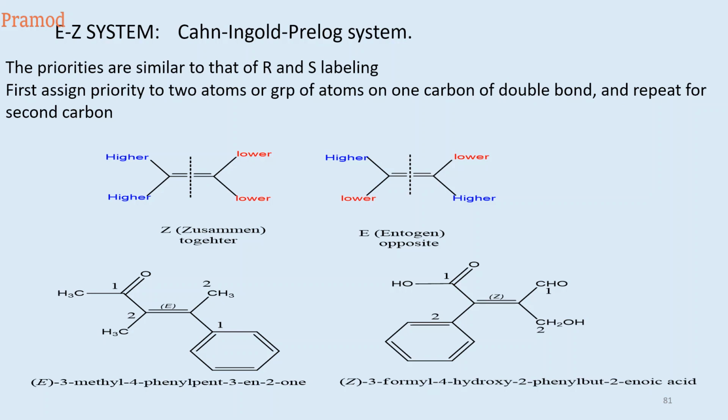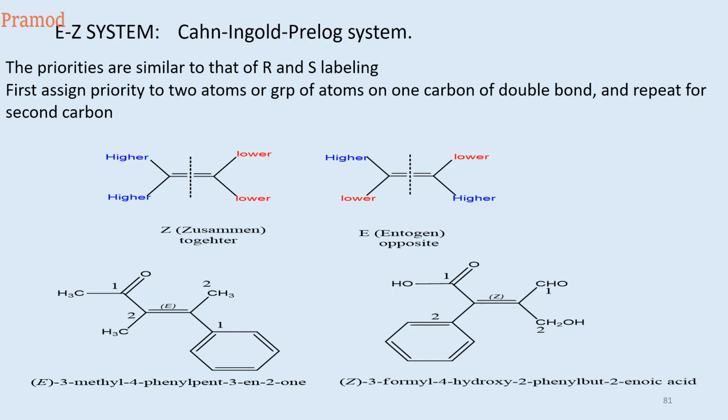Once you have given the priority for the first carbon and the second carbon across the carbon-carbon double bond, you have to look at whether the high priority groups are on the same side or on the opposite side. If the high priority groups are on the same side of the double bond, then it is said to be Zusammen, or Z configuration.